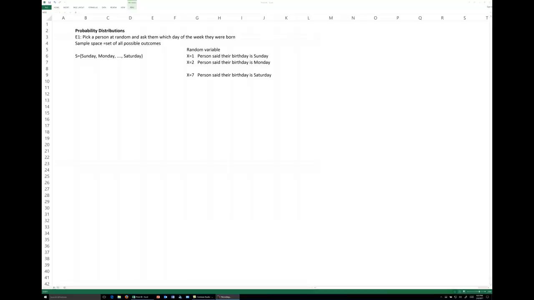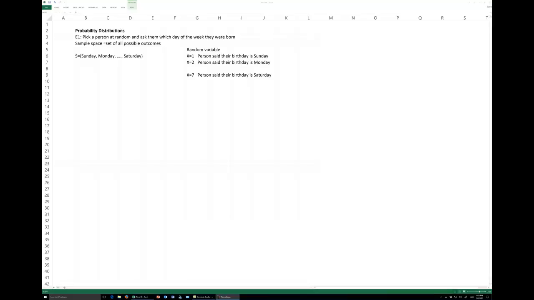Now, it's inconvenient to have to spell out these outcomes in narrative form every time we speak about them. So a very handy way of labeling outcomes is by using what's called a random variable. We usually use the letters X, Y, Z, letters towards the end of the alphabet, to do that. So in this example, we have X equal to 1 as shorthand for a person said their birthday is on Sunday. Similarly, X equal to 7 is shorthand for a person said their birthday is Saturday.